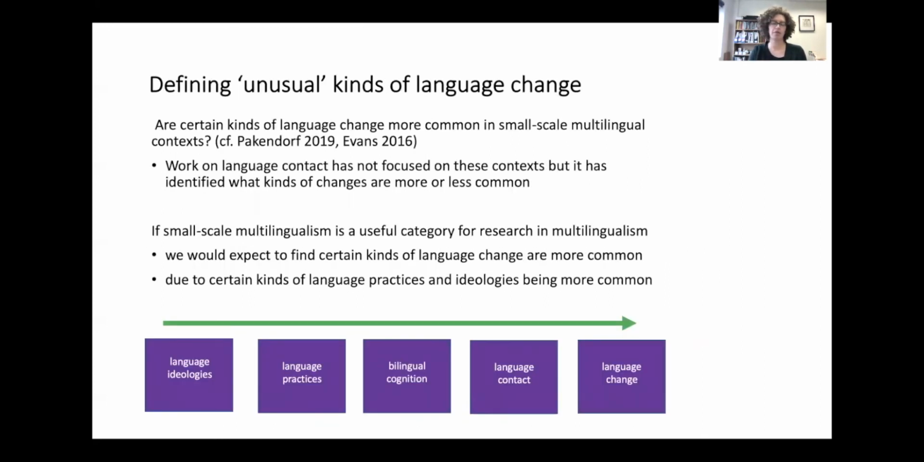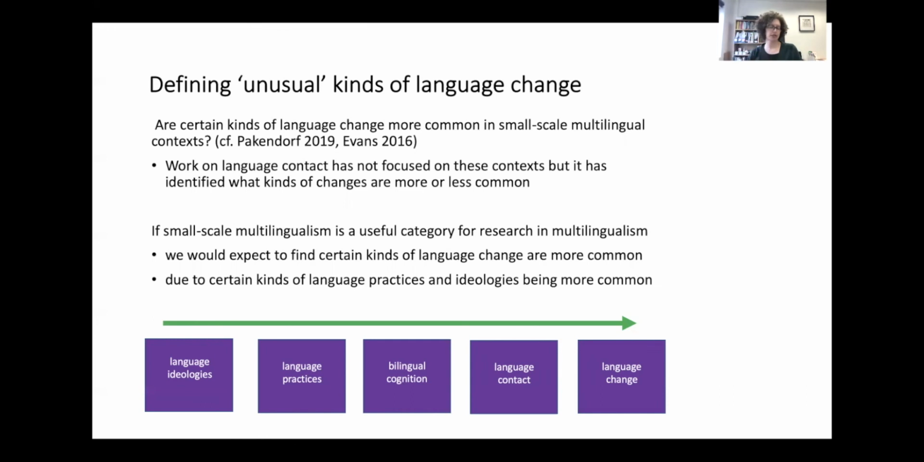So if we're looking for unusual kinds of language change, how would we define that? If we want to ask whether certain kinds of language change are more common in small-scale multilingual contexts, how do we know if we found what we're looking for? In terms of current research on language contact, it has not focused on these contexts. It's tended to focus more on contexts in which Creoles develop, mixed languages, and in diasporic migrant multilingualism. However, research in language contact has identified what kinds of changes are more common or less common, and we're seeing more and more reports of fairly rare kinds of changes due to contact in contexts of small-scale multilingualism.